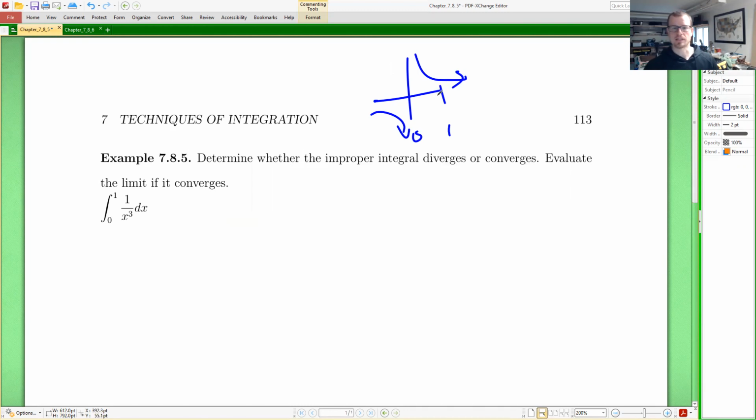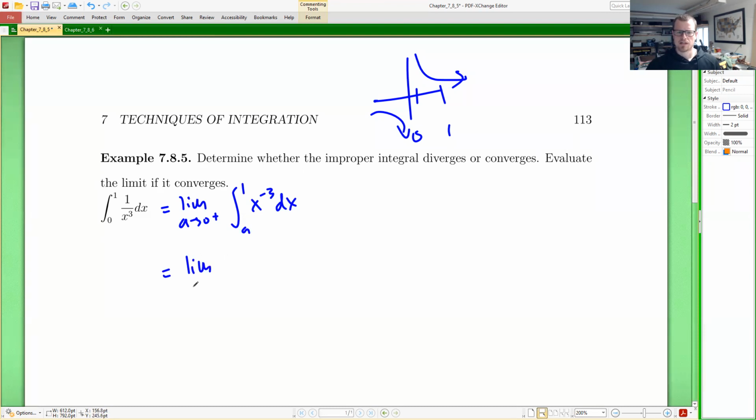The infinite discontinuity tells us that we cannot use the fundamental theorem of calculus because we cannot evaluate at 0, or the function is not continuous at 0. So we need to change this to the limit as, let's call it a, goes to 0 from the right. Pretty much the same thing as our last example. And I'm going to write this as x to the negative third dx, and our integration bounds would be from a to 1. There we go.